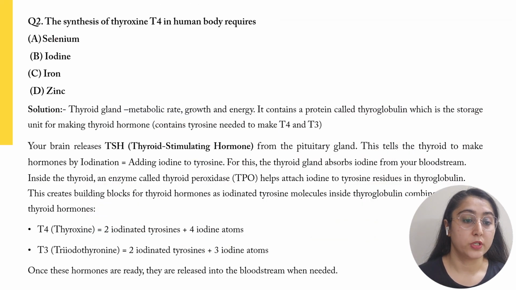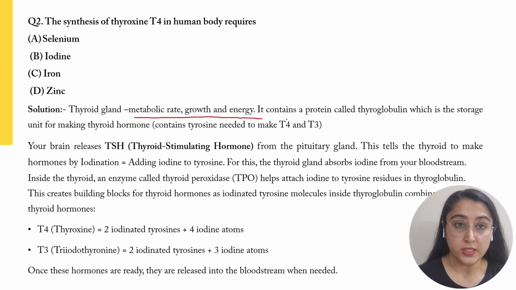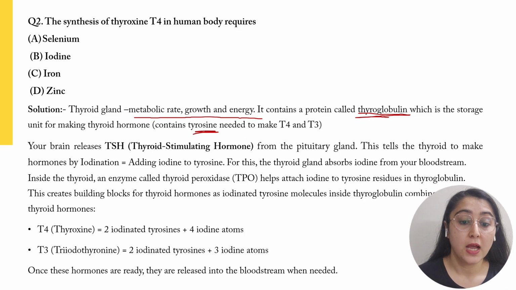Heading on to the next question, which says: the synthesis of thyroxine T4 in the human body requires. To understand this, let's understand how the thyroid hormones are formed in the thyroid gland. The thyroid gland is responsible for metabolic rate, growth and energy, and it contains a protein known as thyroglobulin. Thyroglobulin contains amino acids, and the most important amino acid we have is tyrosine.